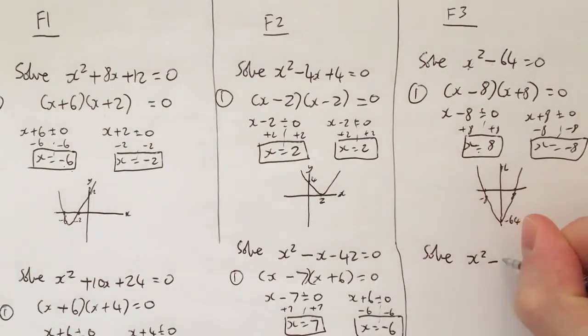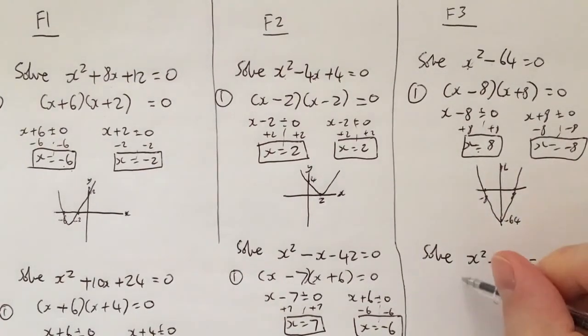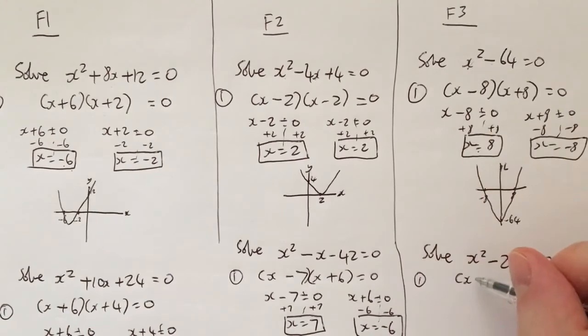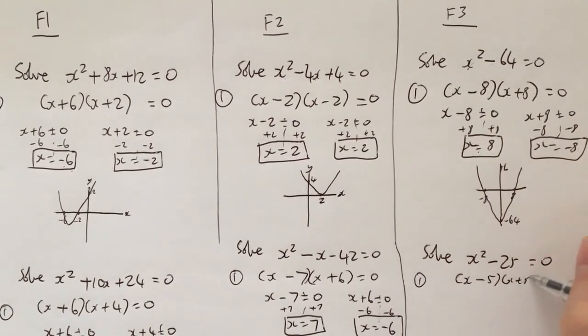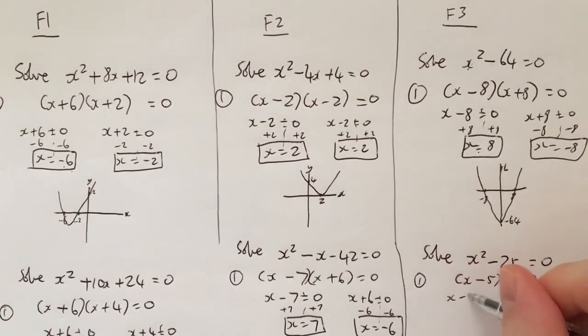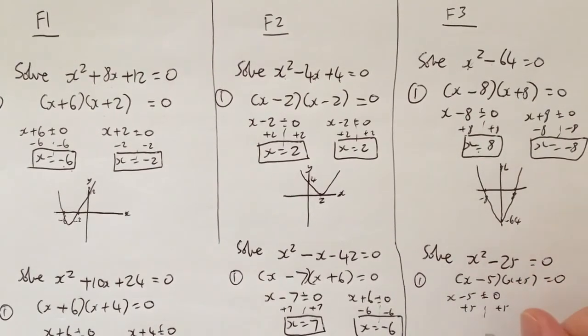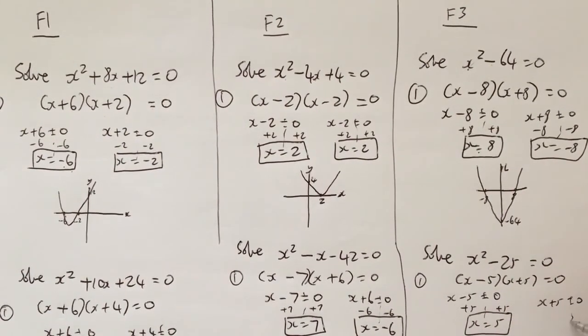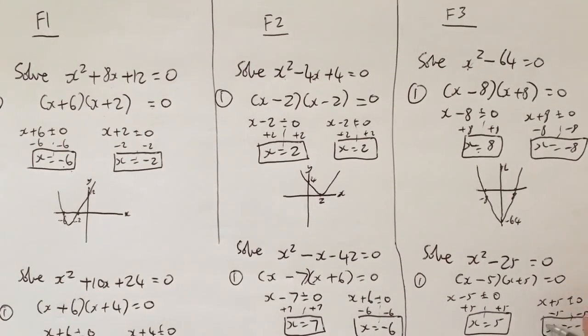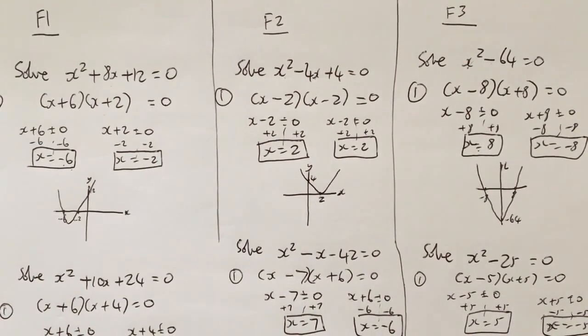Solve x squared minus 25 equals 0. Can I factorize it? Yeah, x minus 5, x plus 5 equals 0. So it'd be x minus 5 equals 0, add 5. X equals positive 5. X plus 5 equals 0, minus 5, x equals negative 5, and they are my two answers there, okay? So you've got F1, F2, F3. You can practice by drawing the graph, but you don't need to if it just says to solve it. All right, good luck.